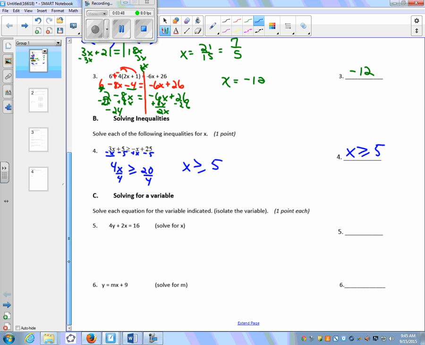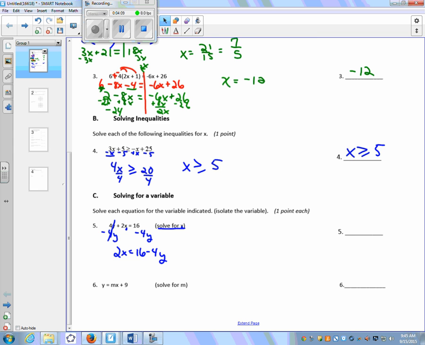Part C, solving for a variable. That just means isolate whatever variable they ask you to solve for. So you're trying to get x on one side all by itself here. Here's the x. We want to get that all by itself. So we're going to subtract the 4y from both sides. We get 2x equals 16 minus 4y.